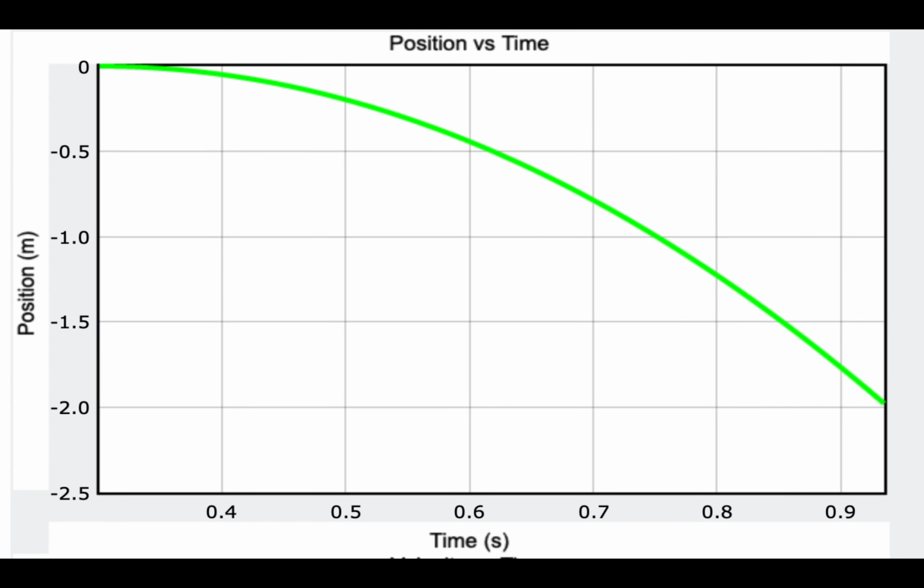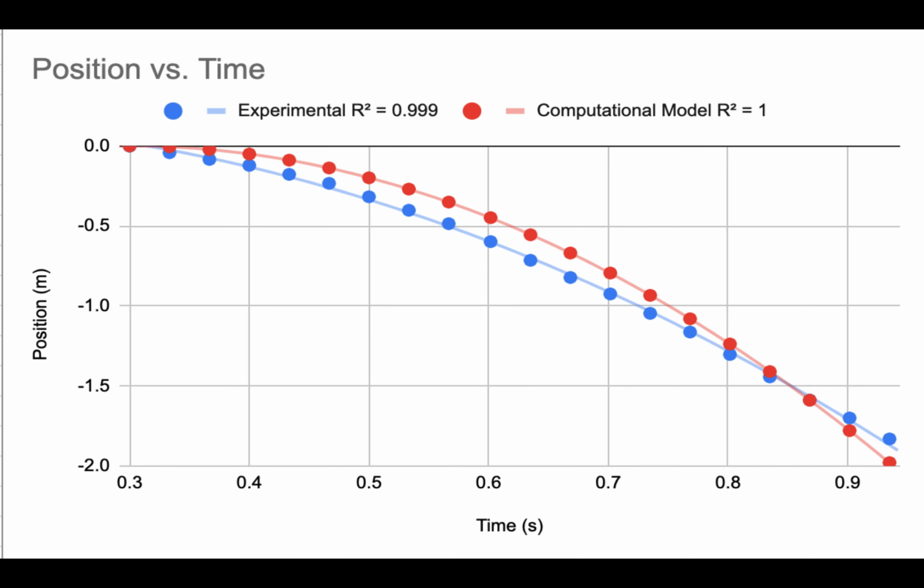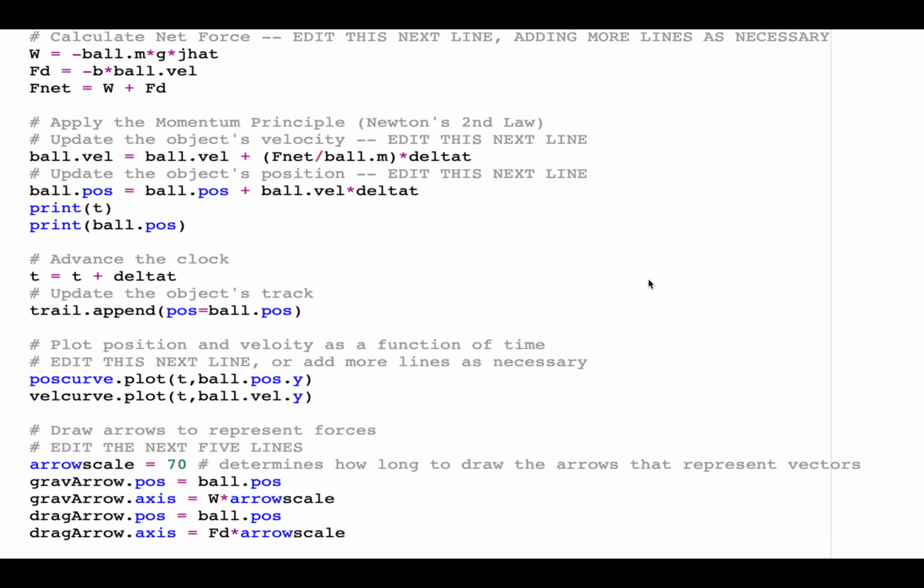Here's our position versus time graph that you get. And over here, I have our experiment in blue and our computational model in red graphed together. And you can see there's some discrepancies that we're going to discuss later. But next, we're going to go ahead and include the drag force.